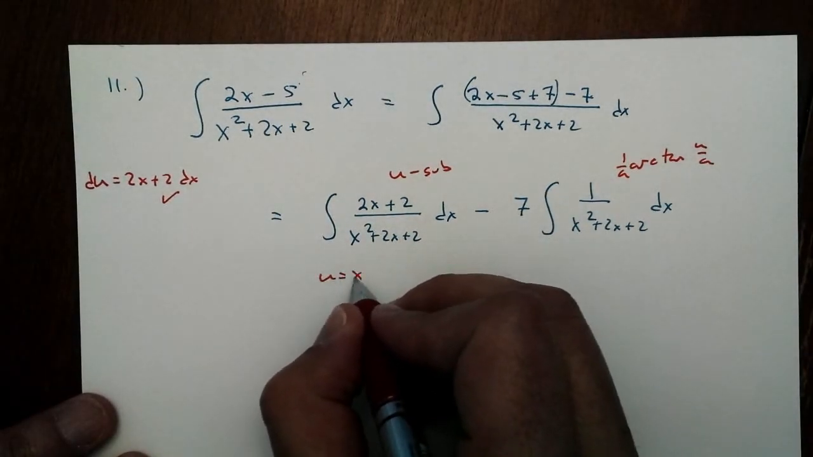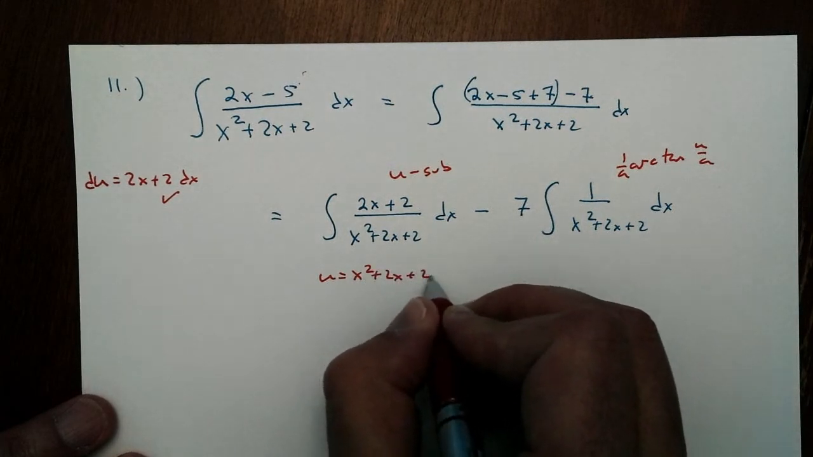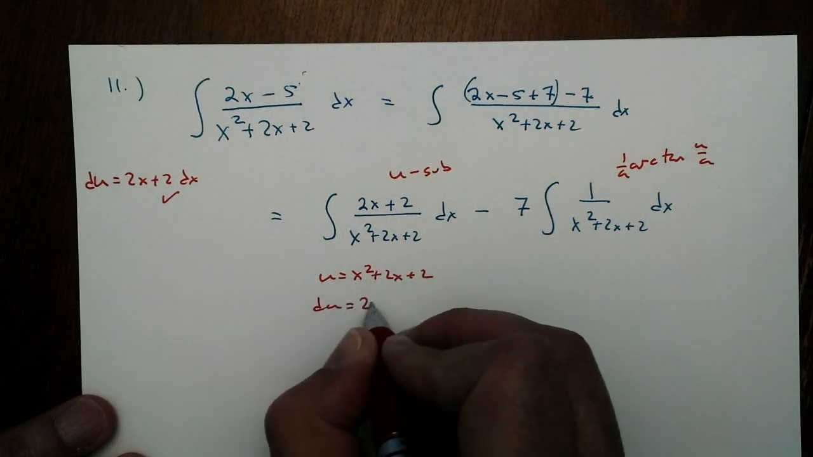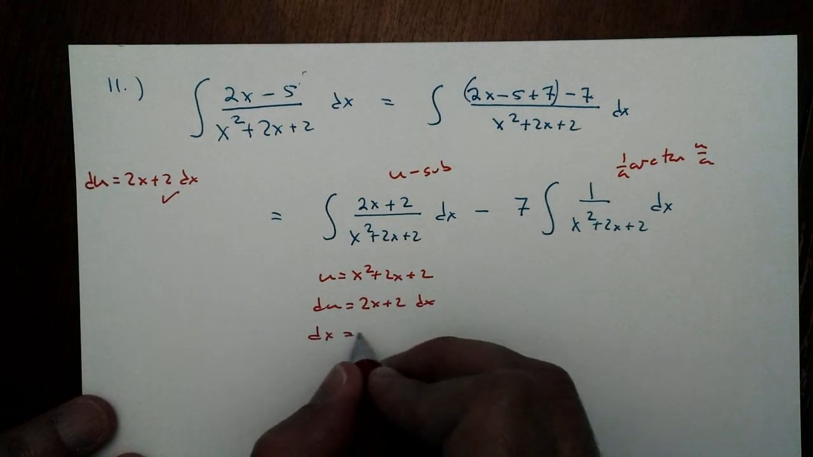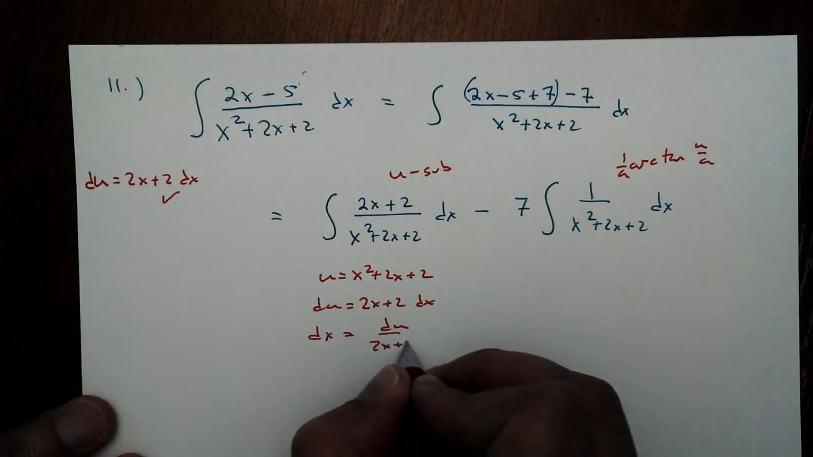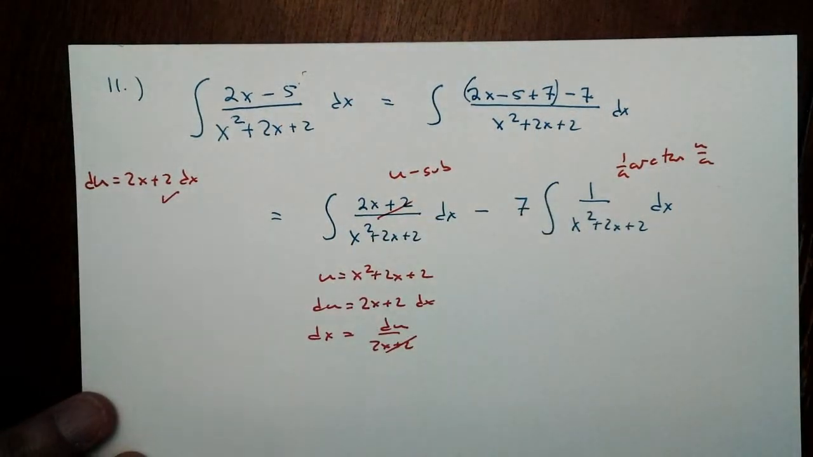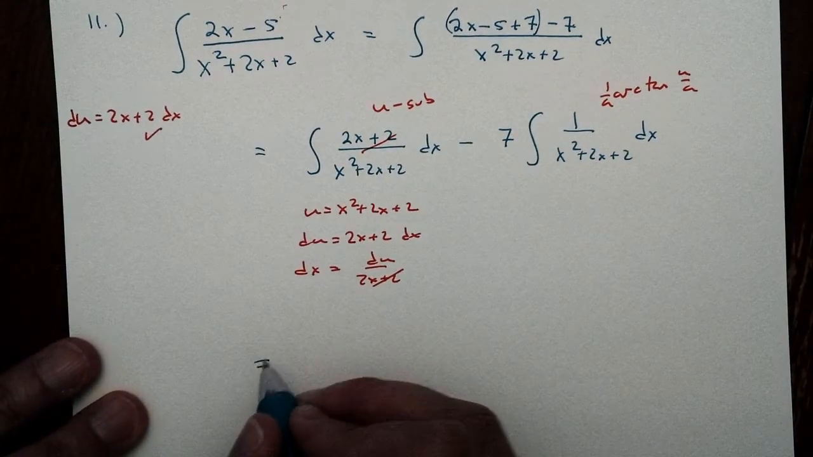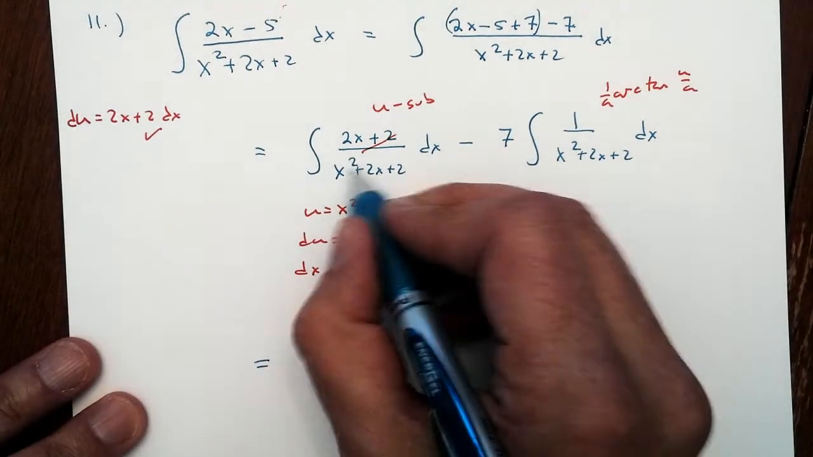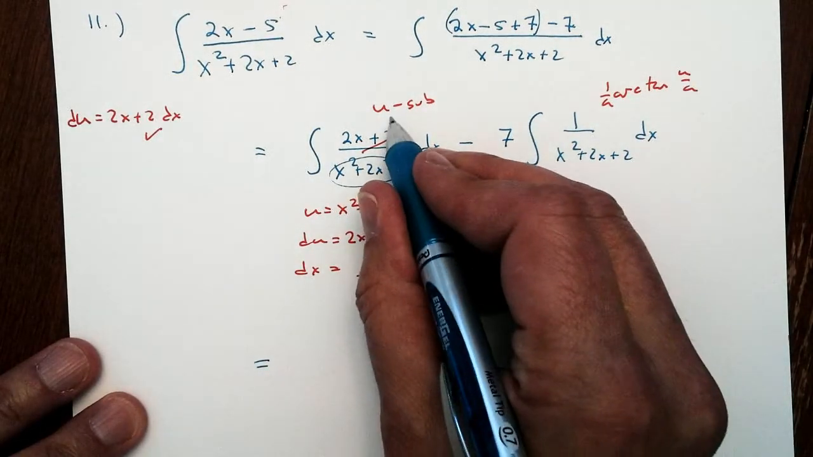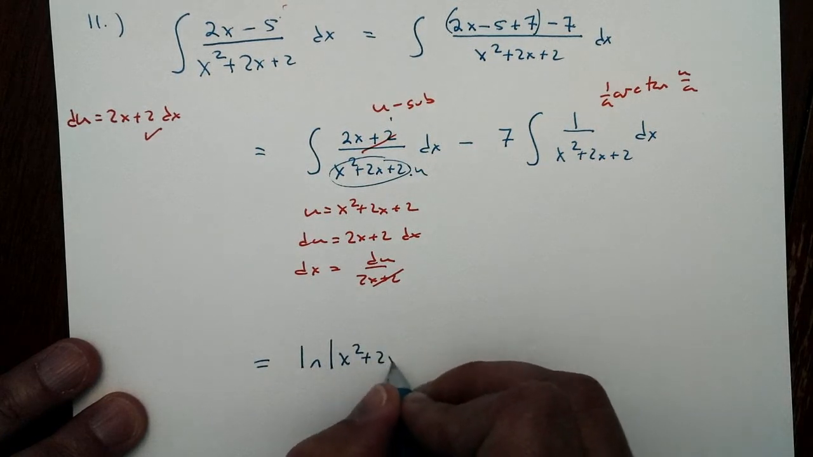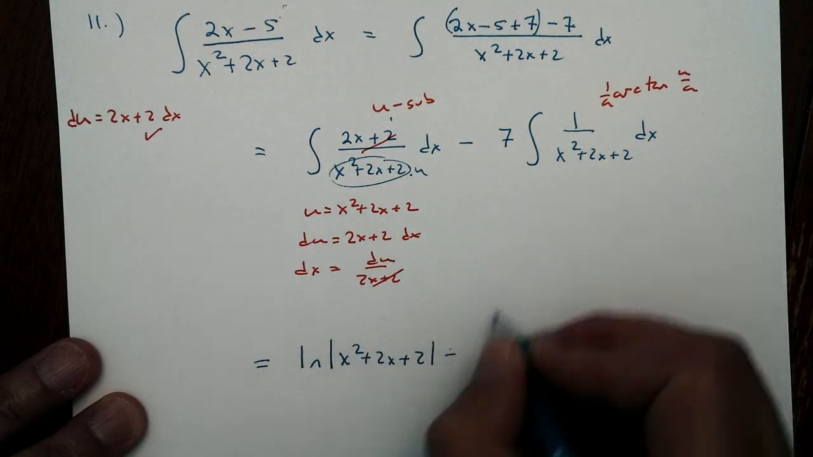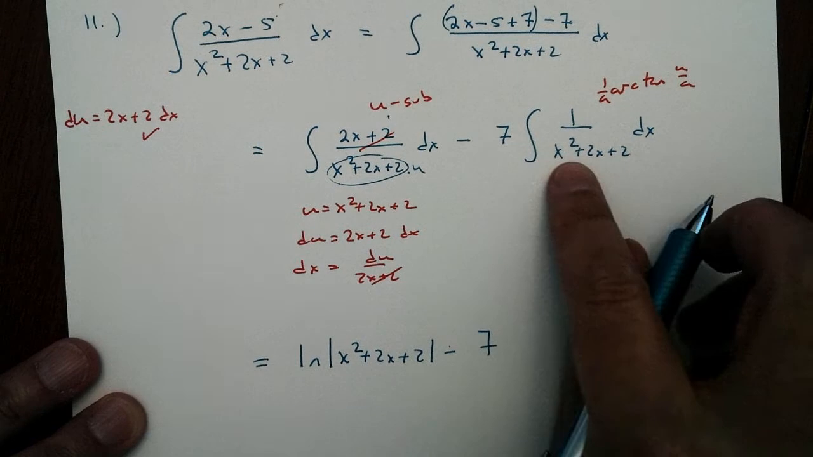My u is, of course, x squared plus 2x plus 2. Our du is (2x plus 2) dx. And so we get dx is du over (2x plus 2), and those cancel. So this is not that hard to actually answer right now. Remember, this is just all u right now. 1 over u gives us the natural log of x squared plus 2x plus 2, minus 7 times, and now we're going to integrate this one.